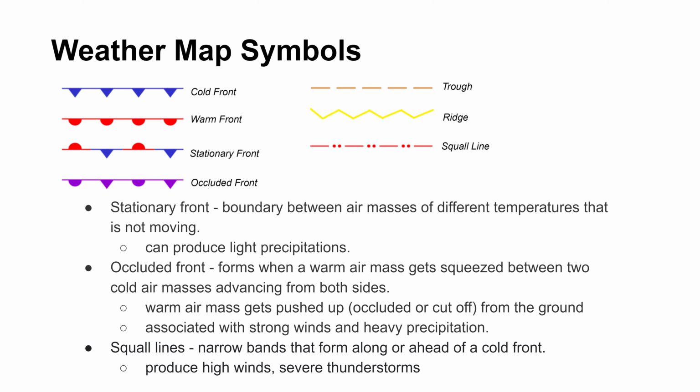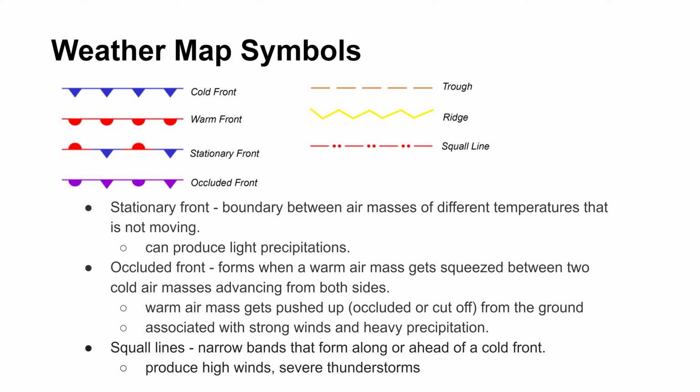An occluded front typically forms when a warm air mass gets squeezed between two cold air masses advancing from both sides. As the two cold air masses converge on each other, the warm air mass gets pushed up and occluded or cut off from the ground. That is where the name comes from. Occluded fronts are associated with strong winds and heavy precipitation.